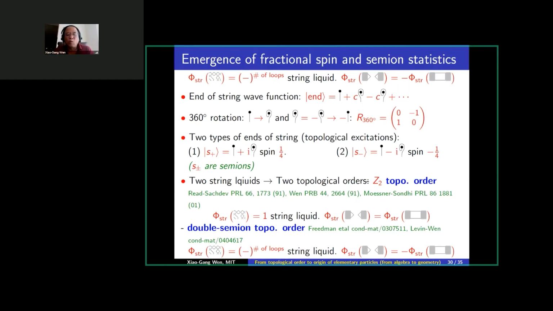But actually, when you have this minus sign, we find that the end of the string has spin a quarter, not a half, because a 360 degree rotation would have this minus sign. And this minus sign has eigenvalues i and minus i, so spin quarter. And the spin quarter means this became an anion. Yeah, this we call semion. So the end of the string became a semion.